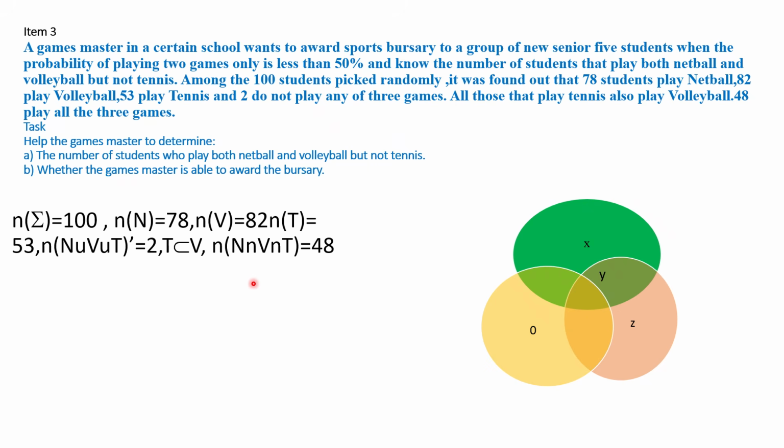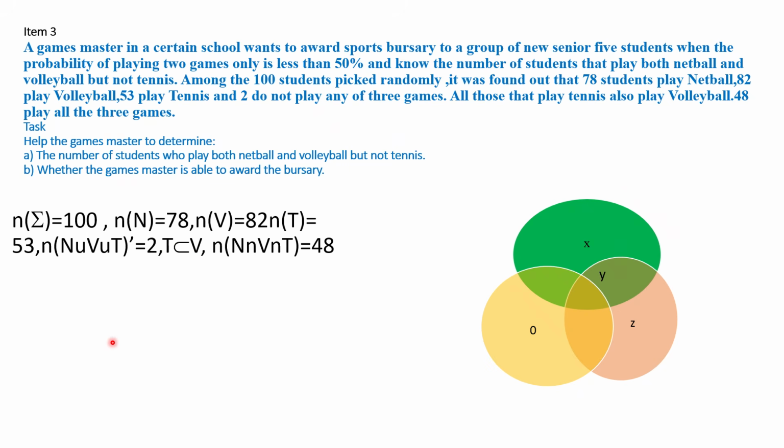Then let those who play netball only be X, then volleyball only be Z, and the number of those who play tennis only is 0. And the same thing, the number of those who play netball and tennis only is 0, because those 53 are just members who played volleyball. It means that none of them played netball. None of them played tennis only.